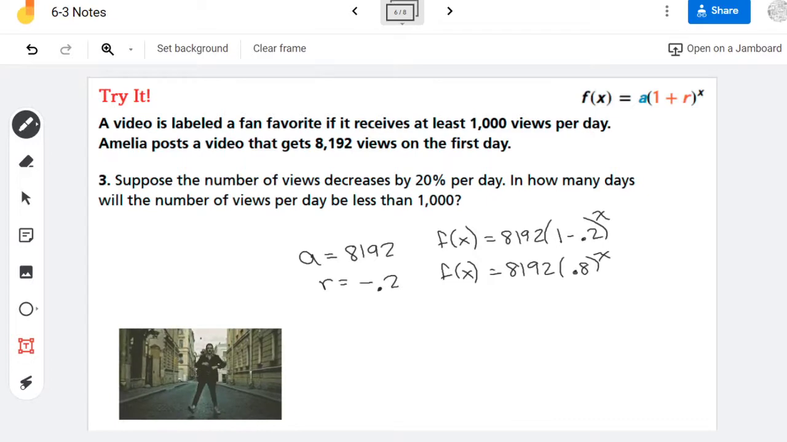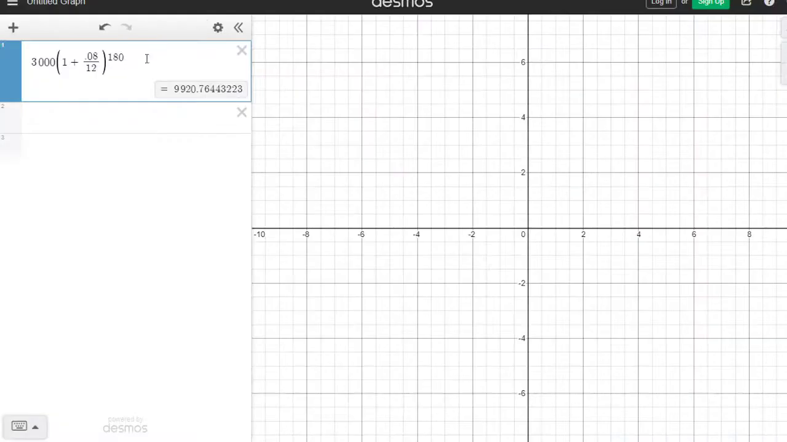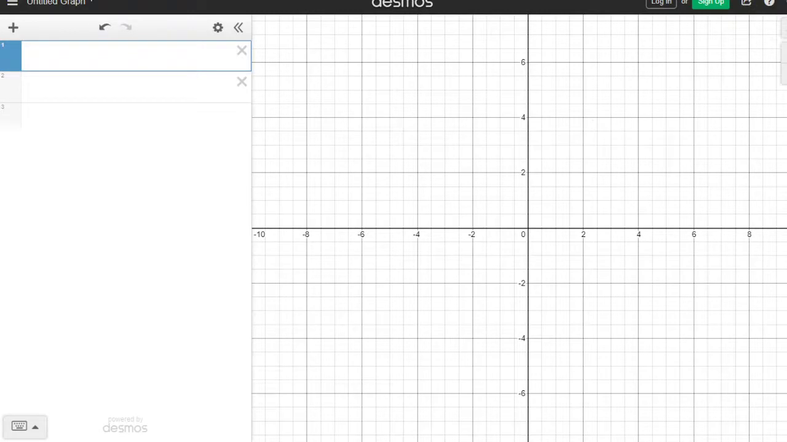Now I'm actually going to show you what it looks like to go into Desmos and analyze this graph. I'm going to delete all this stuff from a previous example. I'm just typing it in as I see it. So f of x equals 8192 times 0.8. Now I can put the exponent in these parentheses. It doesn't really matter. But there we are.